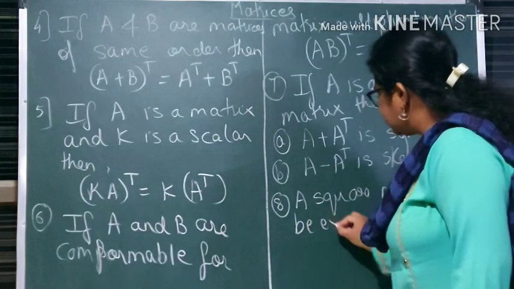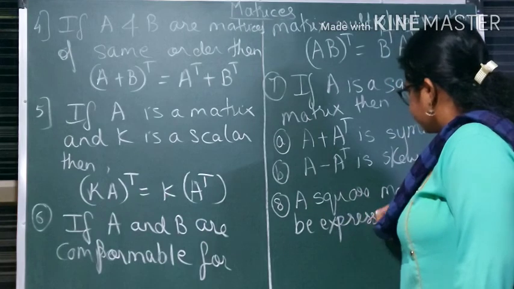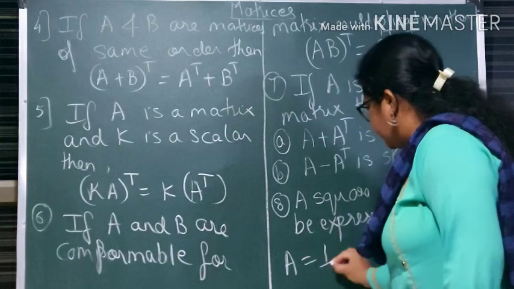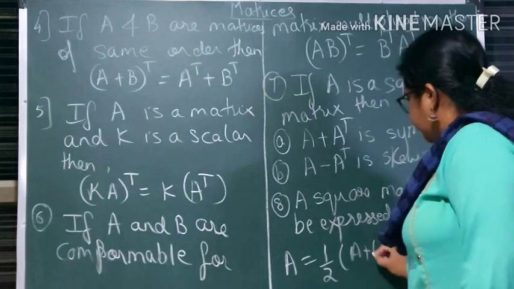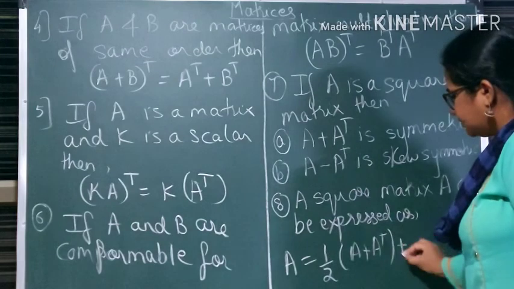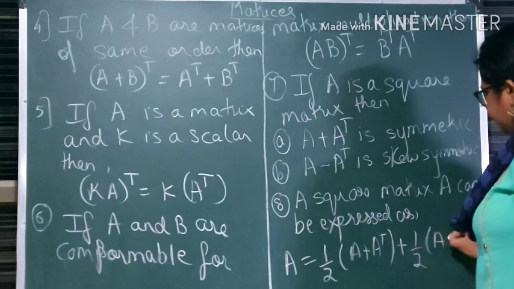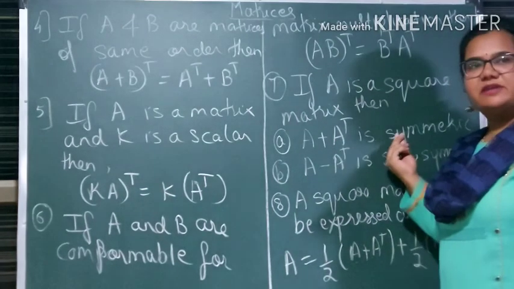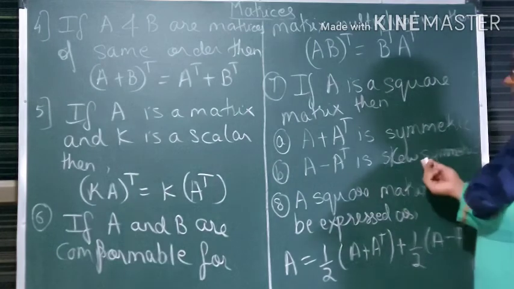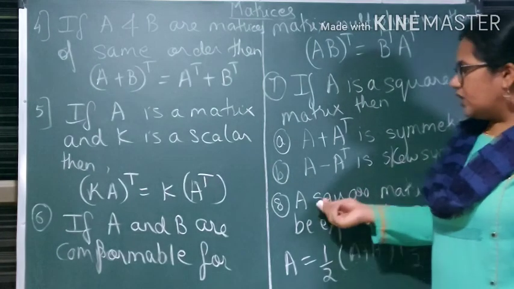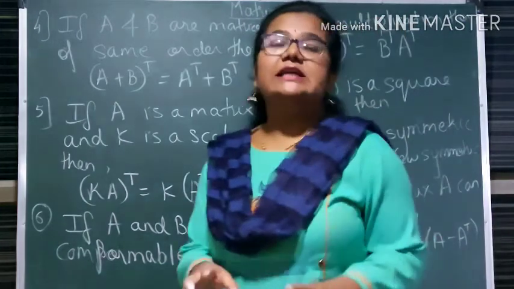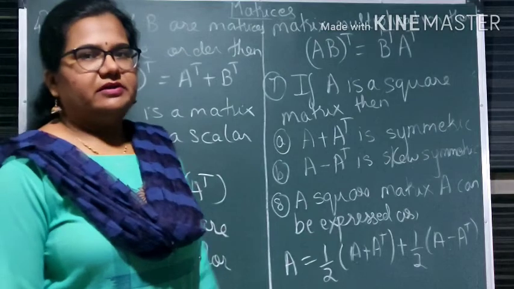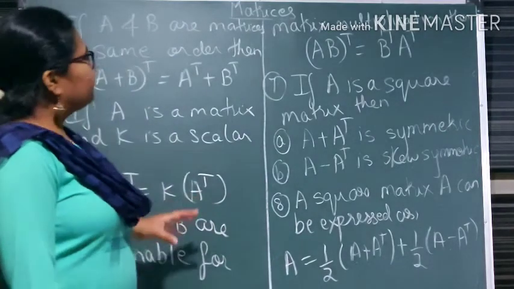Okay, and the last property: a square matrix A can be expressed as A equal to half of A plus A transpose plus half of A minus A transpose. What is A plus A transpose? It is a symmetric matrix. What is A minus A transpose? It is a skew symmetric matrix. So if you have a square matrix, then it can be expressed as an addition of a symmetric plus a skew symmetric matrix. Clear the properties of transpose?